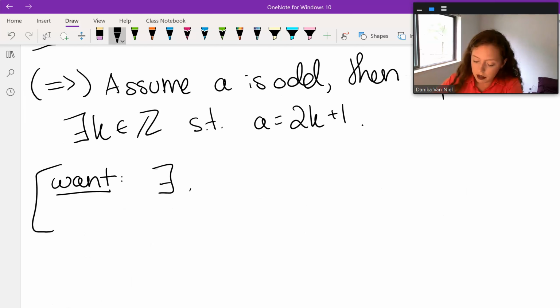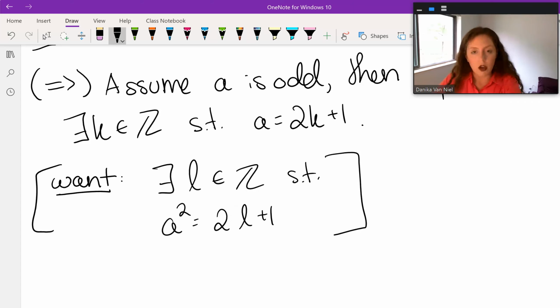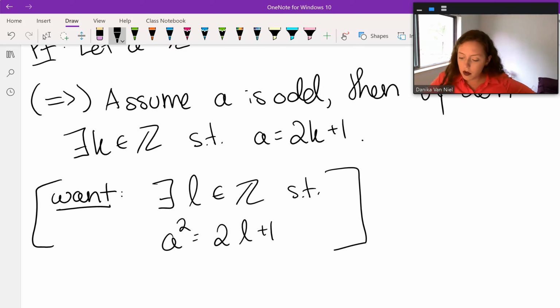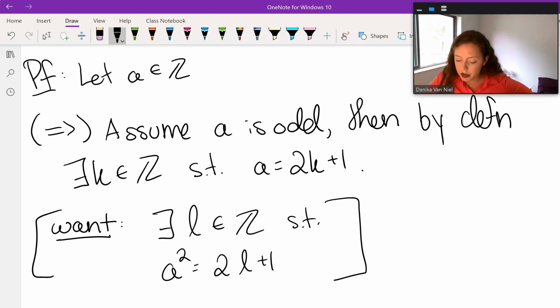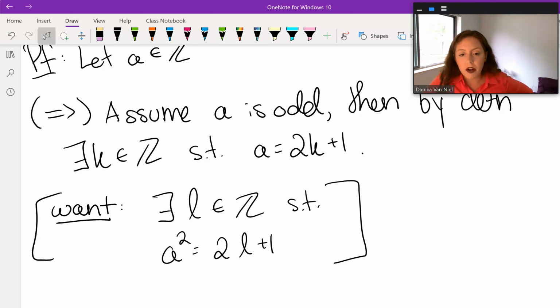So I want to find some element L in the integers such that a squared equals 2L plus 1. Right, because then that would mean that a squared is odd. I don't really know who L is yet. Hopefully somewhere down the road I'll be able to find some integer that satisfies this. So I have a up here. Well, I know how to square a. Why don't I just try doing that?